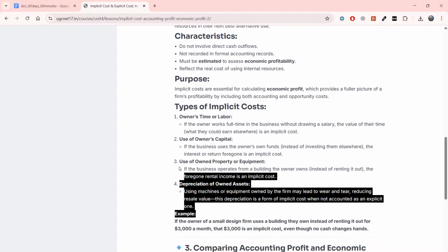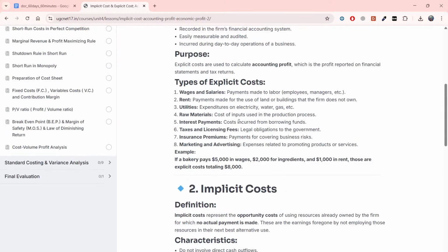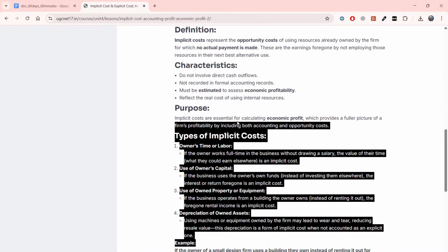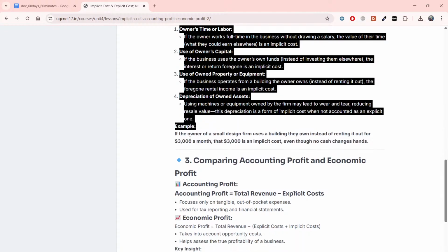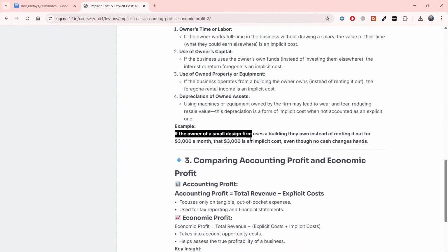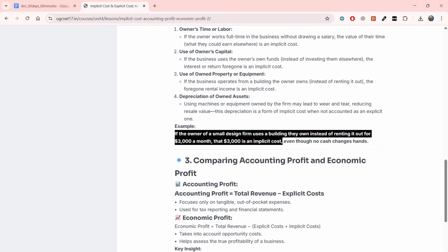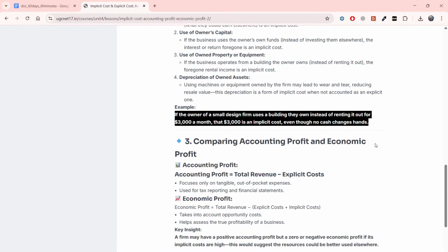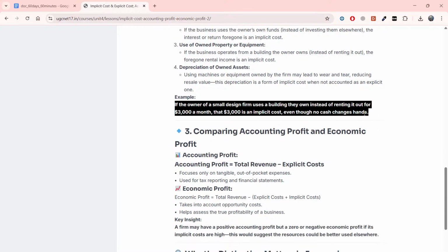ये सब वैल्यू है जो हम अकाउंटिंग प्रॉफिट में लेते नहीं बट इम्प्लिसिट कॉस्ट है जो पे किया हुआ होता है ओनर ने. If the owner of a small design firm uses a building they own instead of renting it out for $3,000 a month, then $3,000 is the implicit cost even though no cash changes hands.